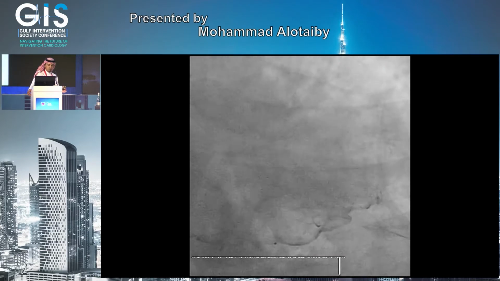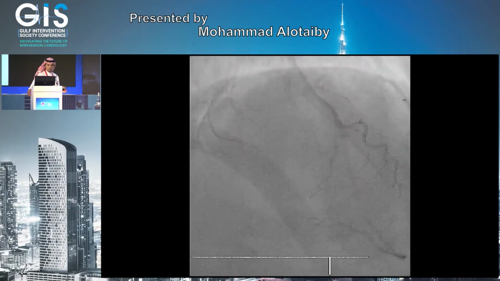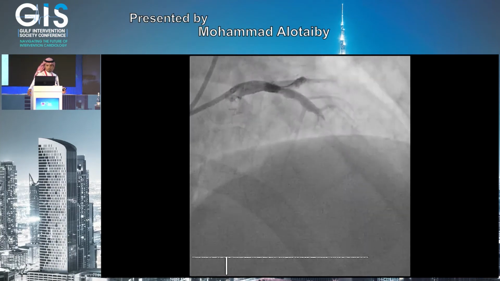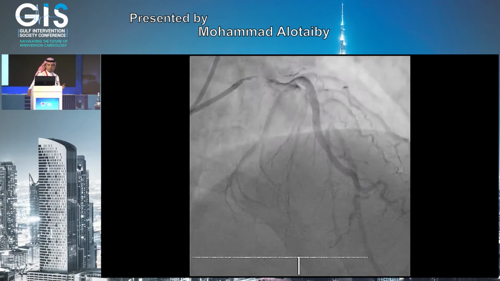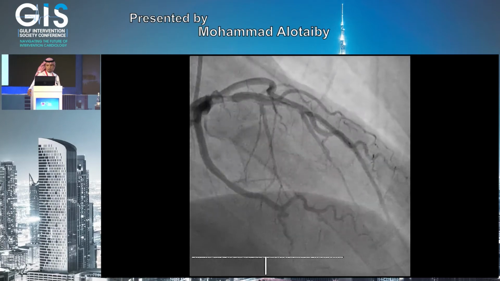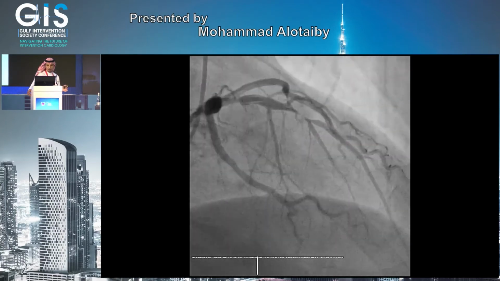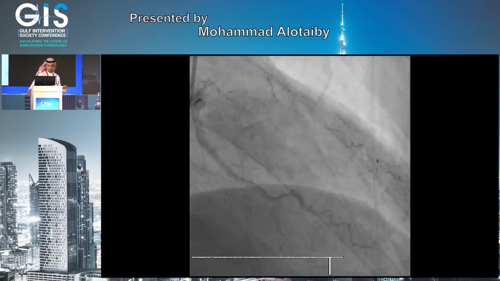And the LAD, you will appreciate that there are two lesions. One is proximal, and the second one is mid, which is critical, and preceded by some form of ectasia, another manifestation of coronary artery disease. And the operator decided to do the distal or the mid-LAD lesion. You will see it soon.